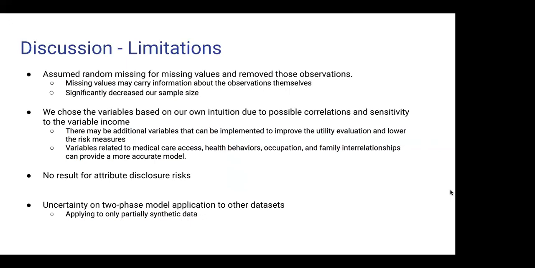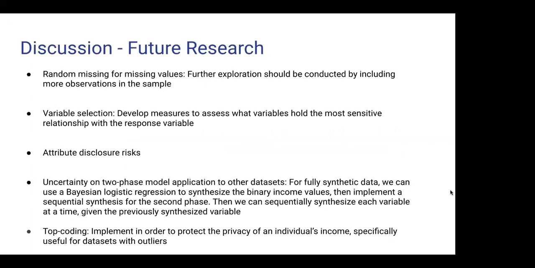And the last limitation is the uncertainty on the two-phase model. Because we only used partial synthesis for income, we could also try to use a full synthesis, and also to see if our two-phase model would have the same results with other data sets from other databases. And so the last thing that we want to talk about is the future research direction.